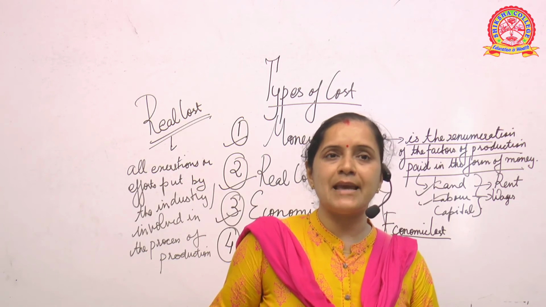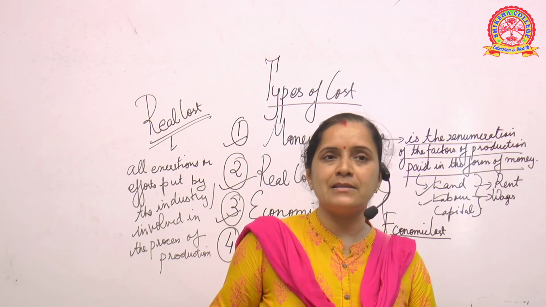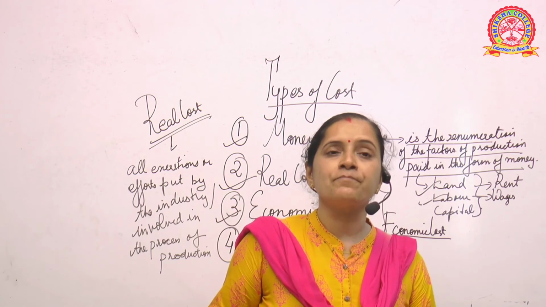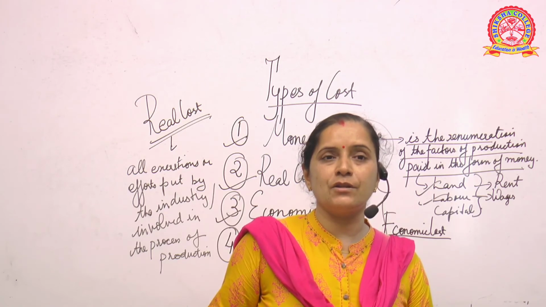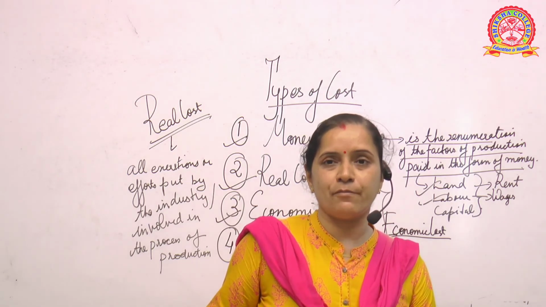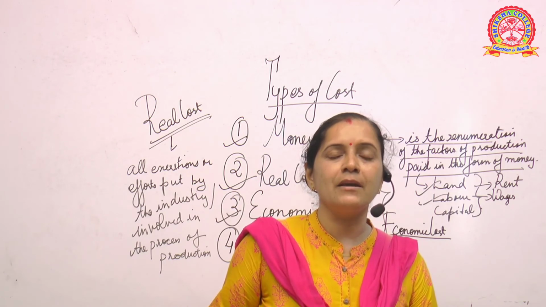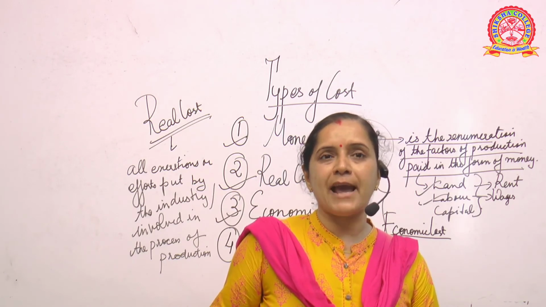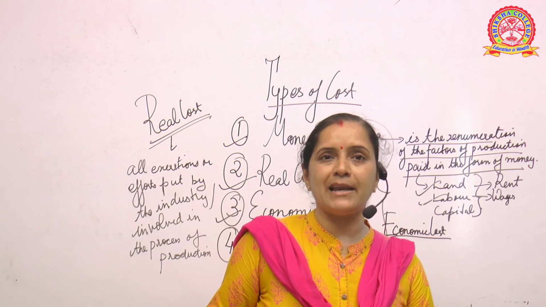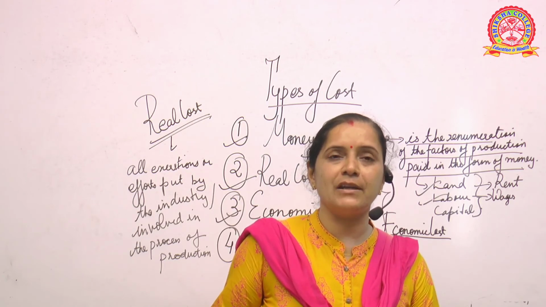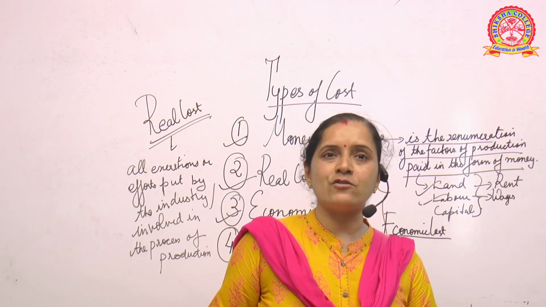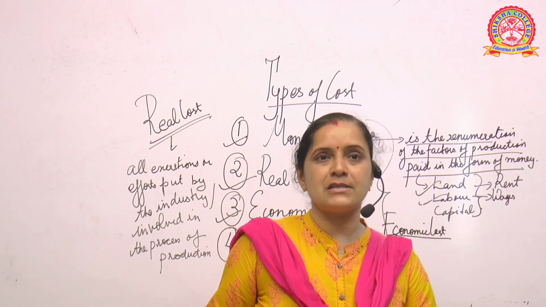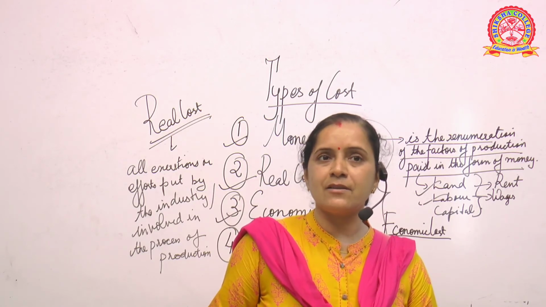Real cost is the actual expenses, or the efforts or sacrifices made by the organization during the entire process of production. So real cost may differ from the actual cost also. Real cost may be 10 lakhs, actual cost may be 20 lakhs or 15 lakhs, because actual cost may include some other figures or some other factors also. Okay, that is the real cost.